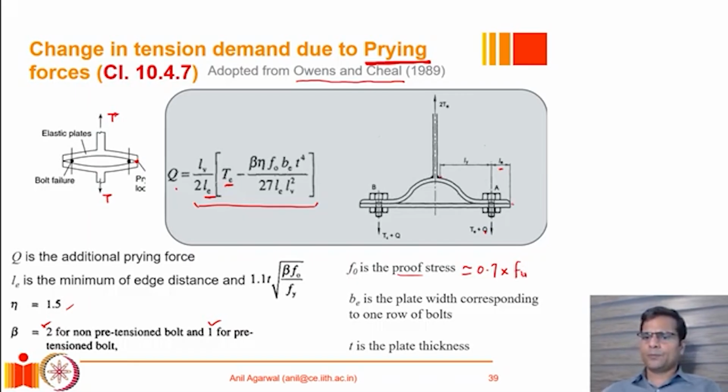Be is the depth or width of this plate in the perpendicular direction. That is the width that is corresponding to the one row of bolt. So this is one row of bolt. So how much of the width of this section is supported by one bolt? That is the width, Be. T is the thickness of this plate, because how much prying action will develop also depends on the plate thickness. If the plate is very, very thick, it does not deform at all, and as a result, there won't be much of a prying action. So T has an important role to play there. Divided by 27 LE/LV, which we have seen already, which factors these are.